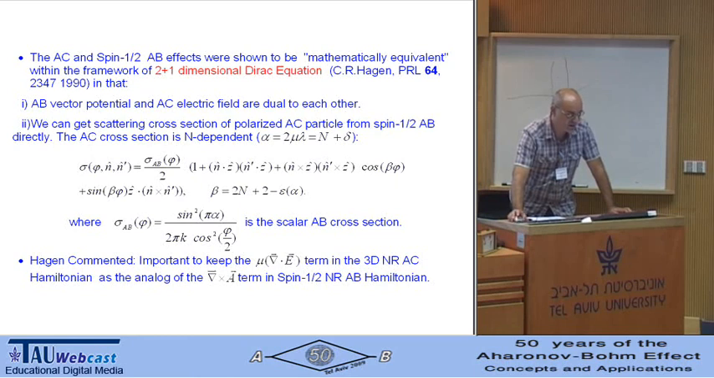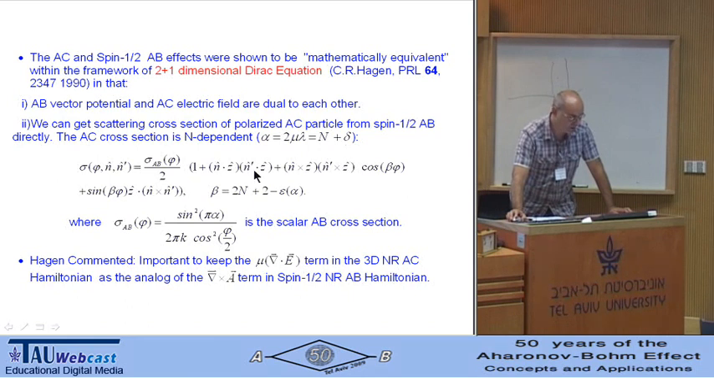Now, he based his treatment on the fact that the AC and AB fields are dual, and he got this expression for the cross-section for polarized particles, which looks much like the Aharonov-Bohm cross-section for a spin 1/2 particle, except that we have the appearance of this beta, which comes from the dependence of the cross-section on n, where this well-known parameter alpha is just n plus delta. N is the integer part, and delta is the fraction.